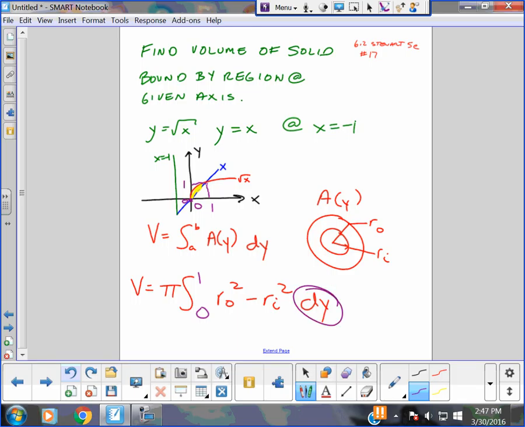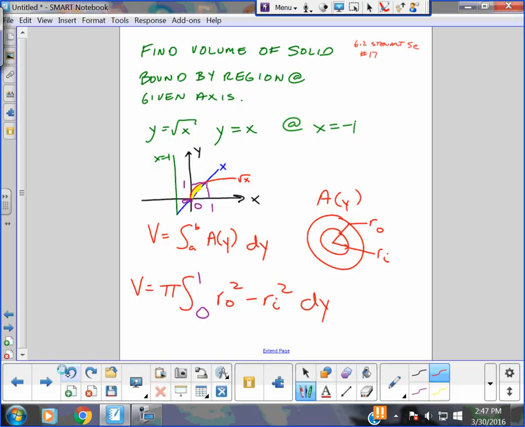So since we're integrating with respect to dy, we have to pull the limits of integration off the y-axis. It is 0 to 1, okay? But it's not this 0 to 1. It's the vertical set. All right, right there. So we have that, but now here's the problem. I can't integrate R outside and R inside with respect to y. I have to convert these variables into some function of y. So that's our next step.